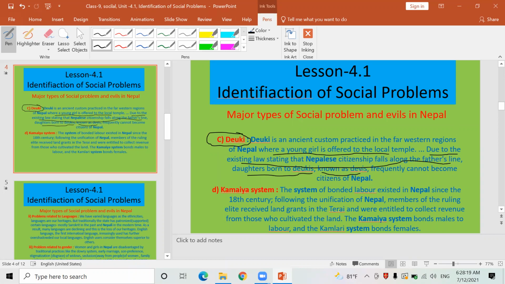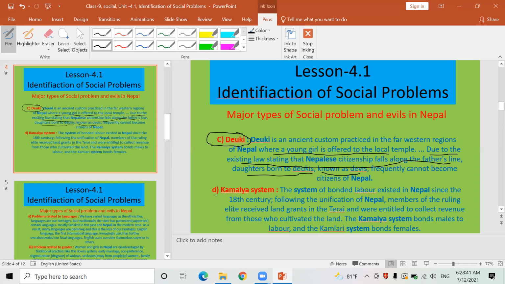She is heard and considered as a Devi, the goddess, by the people. Yes, it is also practiced in Hinduism. Yes, therefore, this is also one of the worst social evils of Nepal existing in our society.